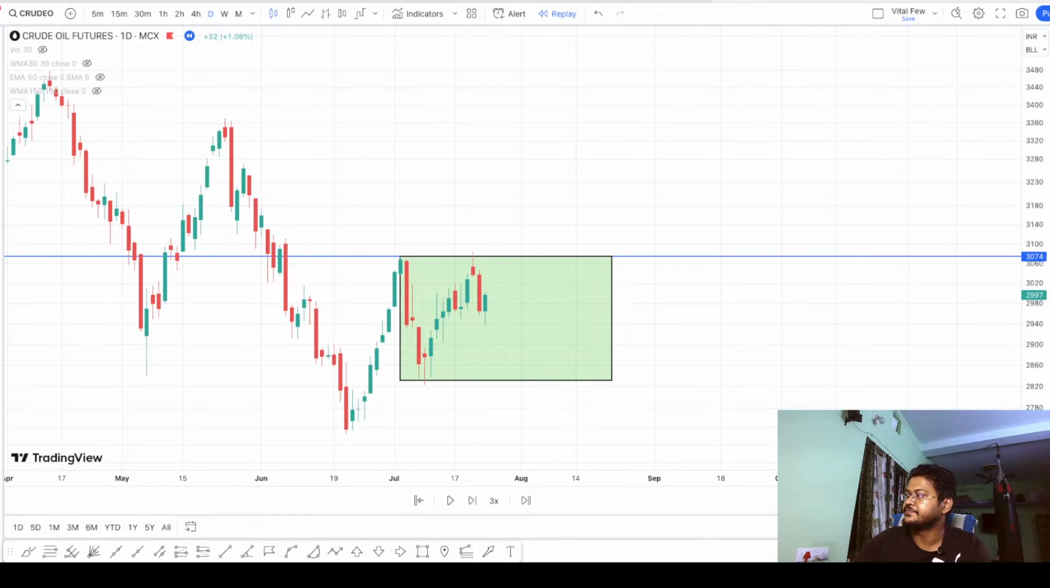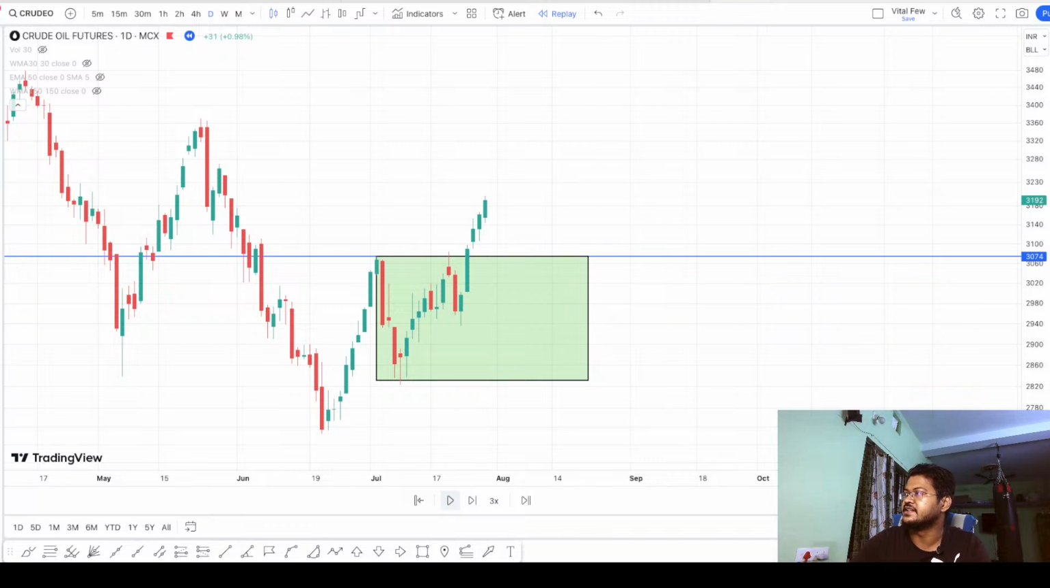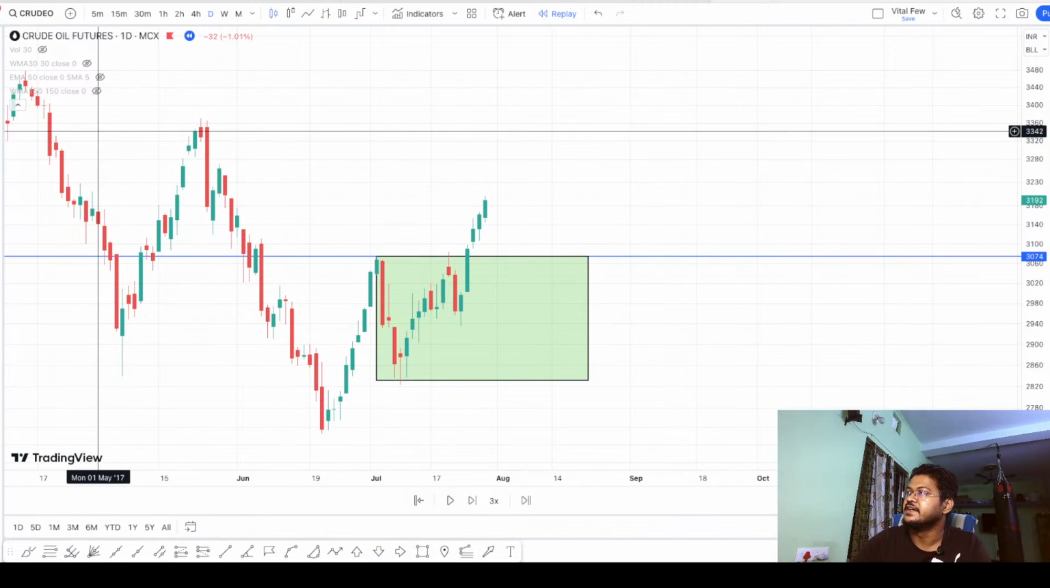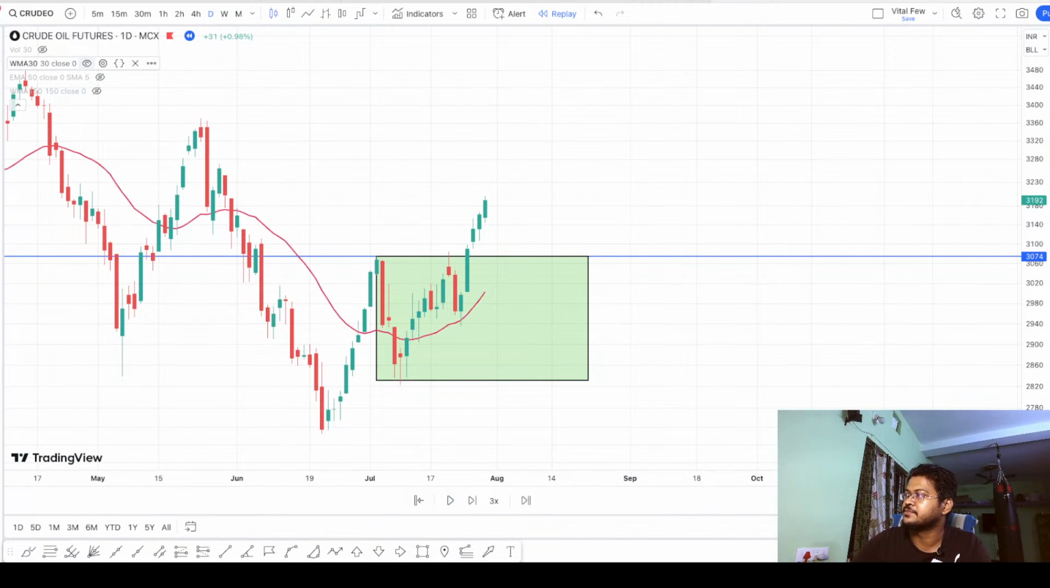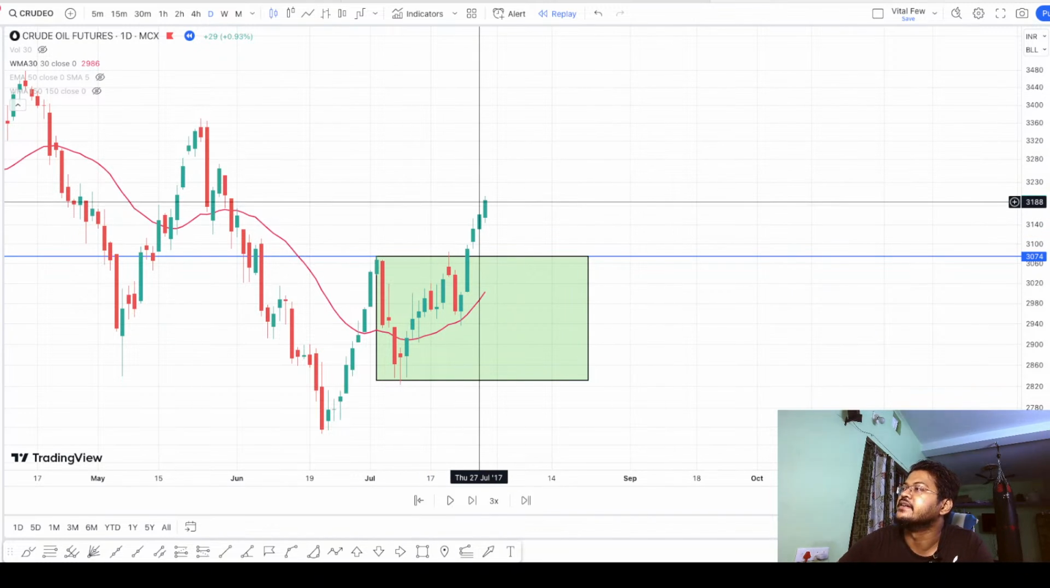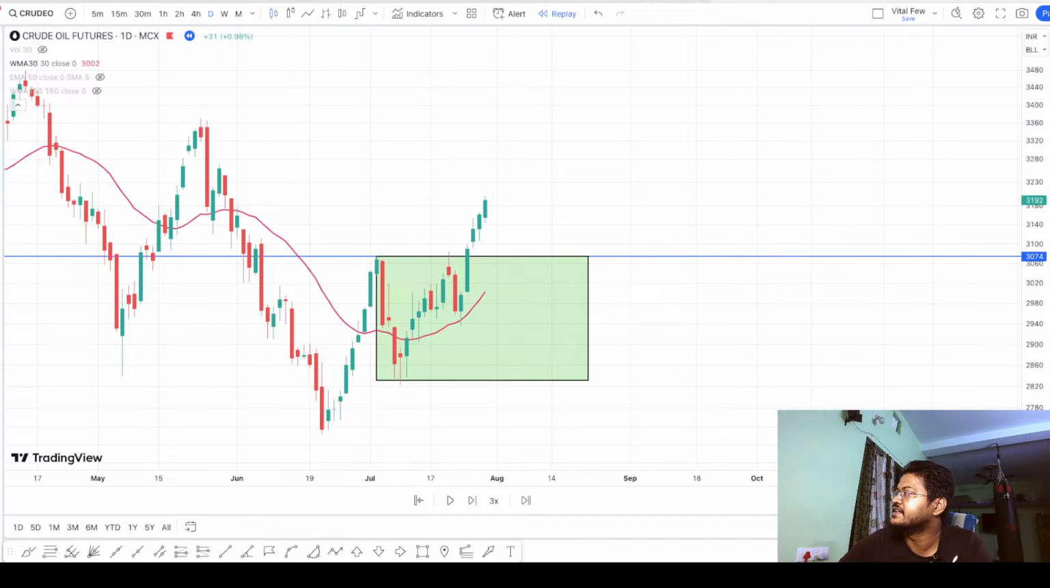I'll hit the play. Okay, it has broken in the upwards direction. Now I think it will have the support of the 30 period moving average. Yes, but the price has gone up a little bit high. And our ideal entry again will be when it comes to this level, when it gives a pullback. Let's wait.